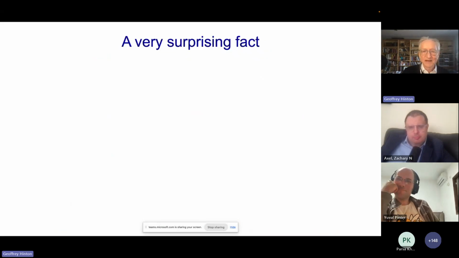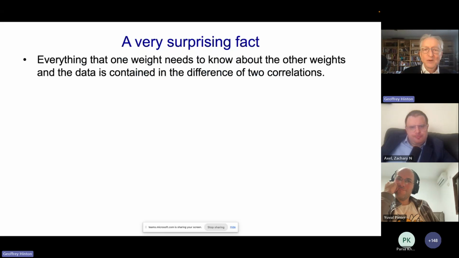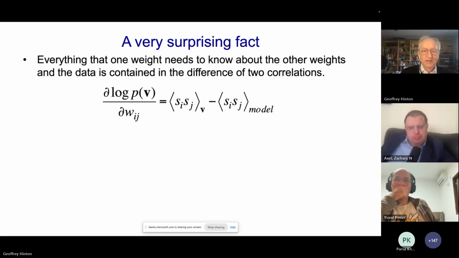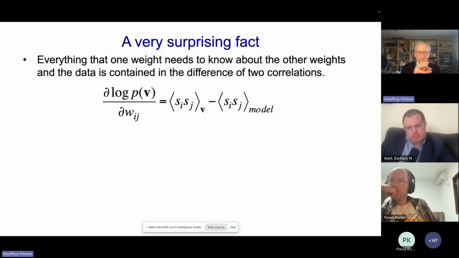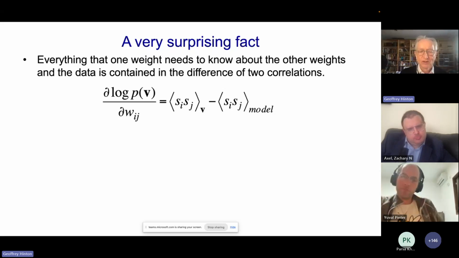So here's the very surprising fact. Everything one weight needs to know about all the other weights can be obtained locally by looking at two correlations. You don't need anything like the backward pass of backpropagation. Suppose I have a visible vector V, and I want to make that visible vector more likely to be generated by the network. So I give it an example of an image, and I ask, how should I change the weight Wij between two neurons so as to make V more likely?